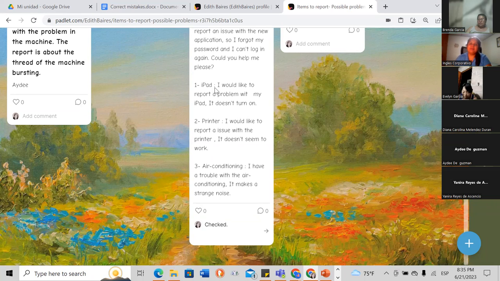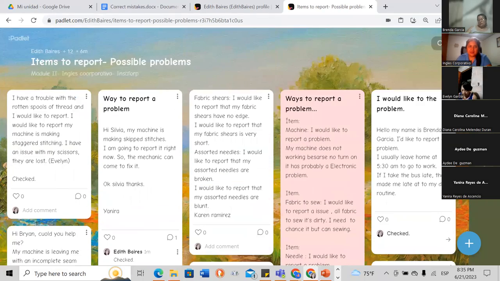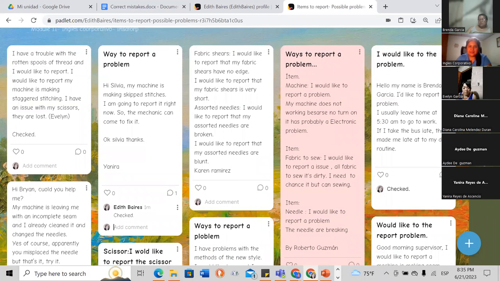Number one says, iPad, I would like to report a problem with my iPad. It doesn't turn on. Okay, that is one. The printer, I would like to report an issue with the printer. It doesn't seem to work. Air conditioning, I have trouble with the air conditioning. It makes strange noise. Okay, good job. Only we need to add an issue. No es an issue, yes. Sino que ahí lo puede editar, Grisel. Thanks. You're welcome.